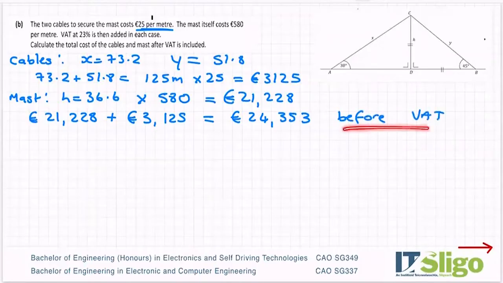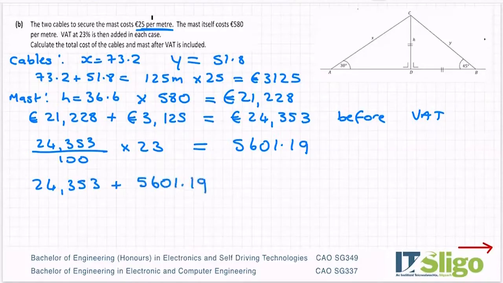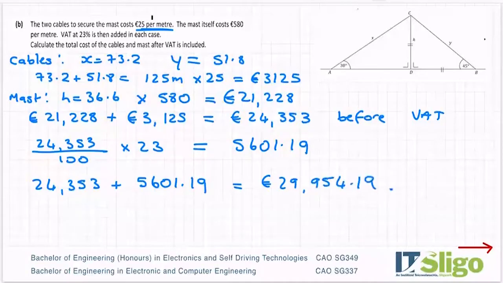So the word here helps you keep track of what you're trying to do. So VAT at 23% is added. Okay. So 24,353 divided by 100 multiplied by 23 is how you could get 23%. That gives 5601.19. And of course, I'm going to add that on then, plus 24,353. And I've got 29,954.19 for the price of that.